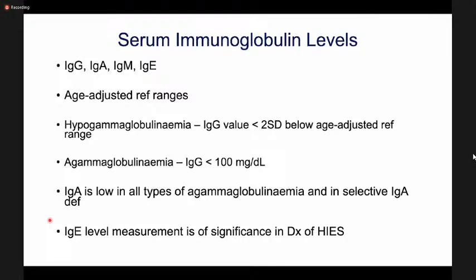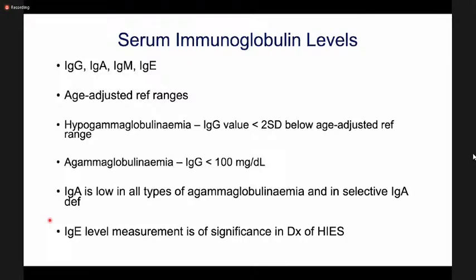The reference ranges for the serum immunoglobulins need to be age adjusted as well. Even just in childhood, the range for a 1-year-old is not the same as the range for a 5-year-old. So if you're getting results from particular labs, ensure that they're giving you age-adjusted reference ranges. When it comes to interpretation, hypogammaglobulinemia would be defined by an IgG level that is less than 2 standard deviations below the age-adjusted reference range. So it's not just looking at the numbers, but the levels based on the standard deviation, just the basic statistics.